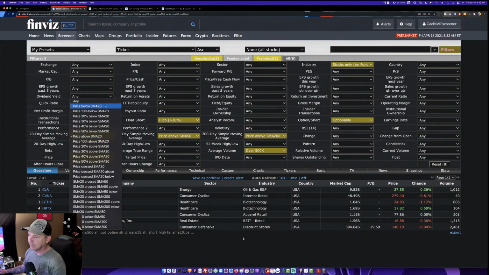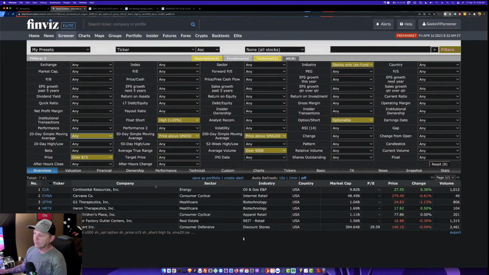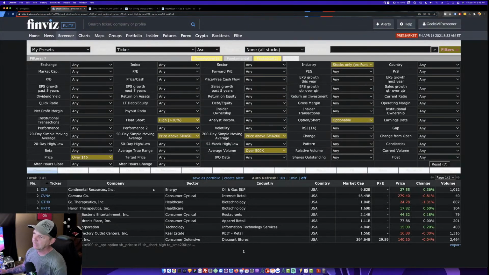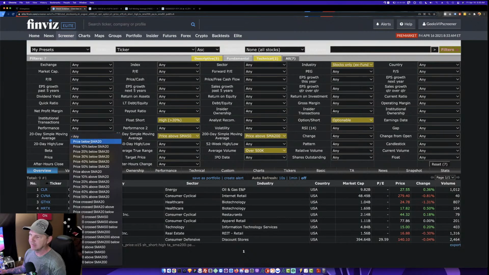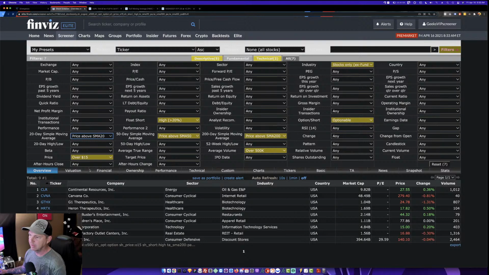And based on those results, I like to really whittle it down a little bit. So we got 9 there. The next one I'd like to put in is if price is above the 20 SMA.